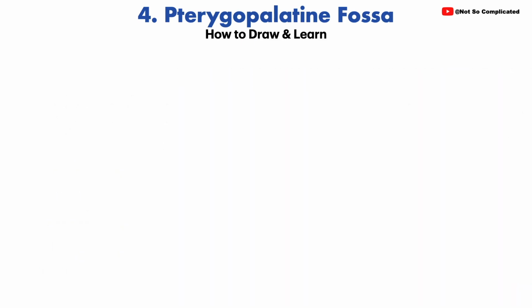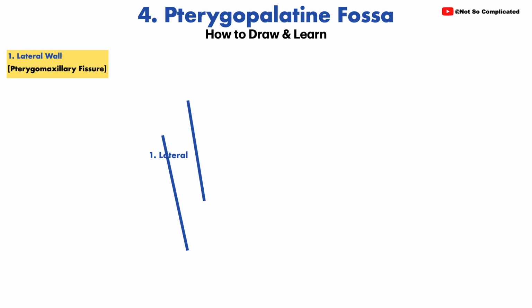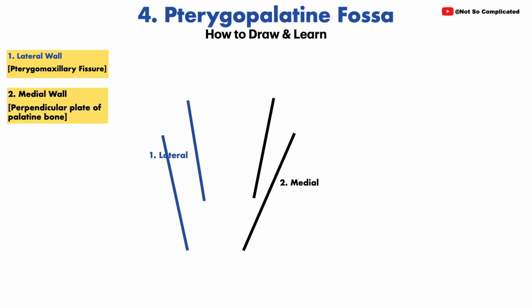We will be making it just like the infratemporal fossa, but there will be an inferior wall for the pterygopalatine fossa also. So you can look at it right now. This makes the lateral wall just like the previous one, and that is made by the pterygomaxillary fissure, and this is the medial wall, and the medial wall is formed by the perpendicular plate of palatine bone.